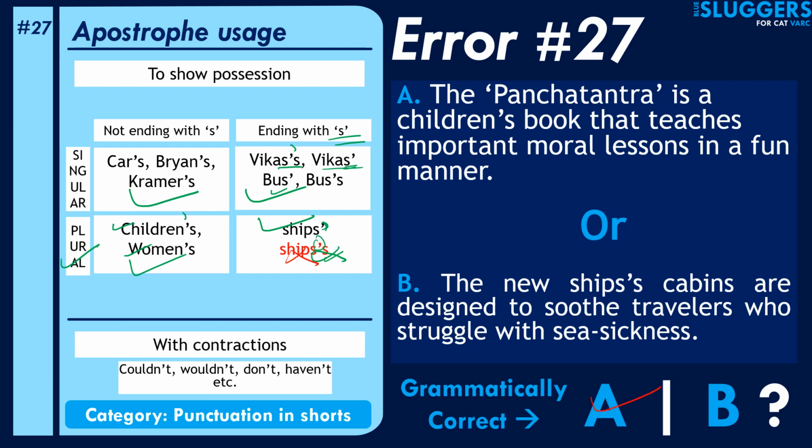Second, the new ship's cabins. Now, ships falls, again, if you have taken the same example, in the fourth category. So it's a plural that ends with an s. So the only way to use an apostrophe here would have been ships and just an apostrophe, not the second s, which is there unfortunately in this case, thus rendering the sentence incorrect. Let's still read the sentence. The ship's cabins are designed to soothe travelers who struggle with seasickness. But yes, it is incorrect.